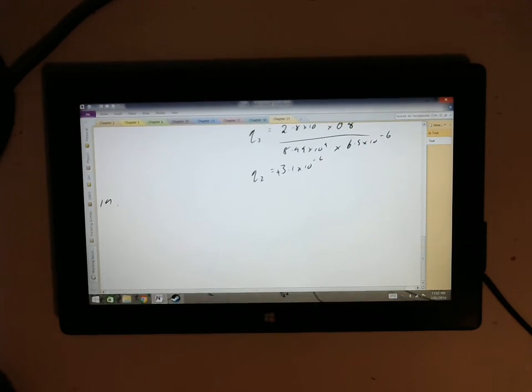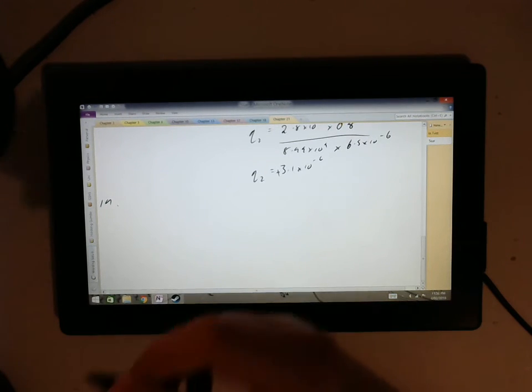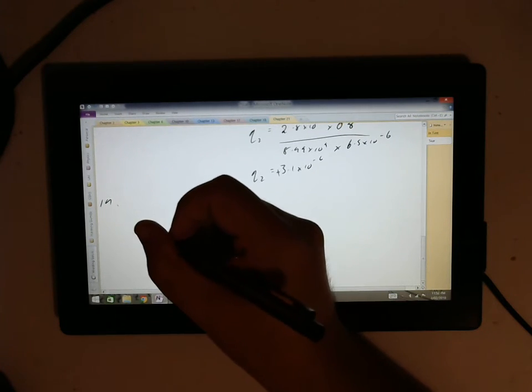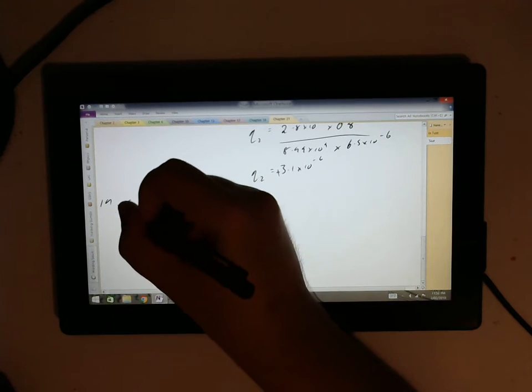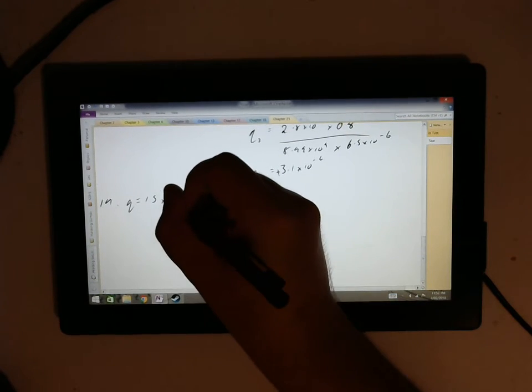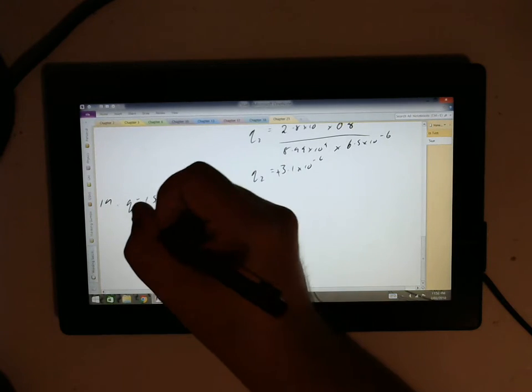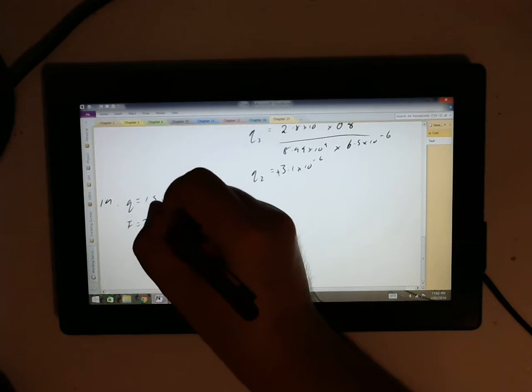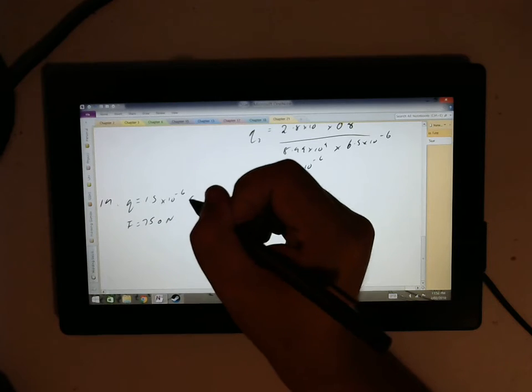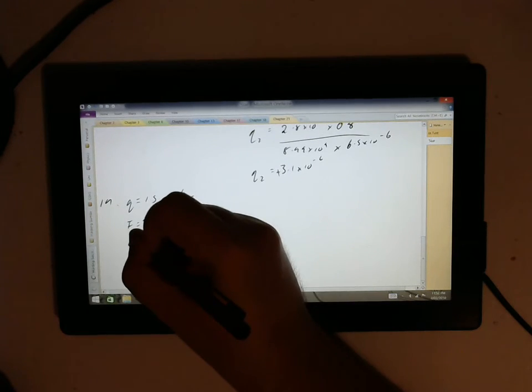Question 19. If a charge of 15 microcoulomb experienced a force of 750 newtons when placed in an electric field, deduce the strength of the field in correct units. Okay, so let's write down what we've got: a charge, Q equals 15 times 10 to the negative 6 coulombs. We've got a force equals 750 newtons, and we want to know an electric field.